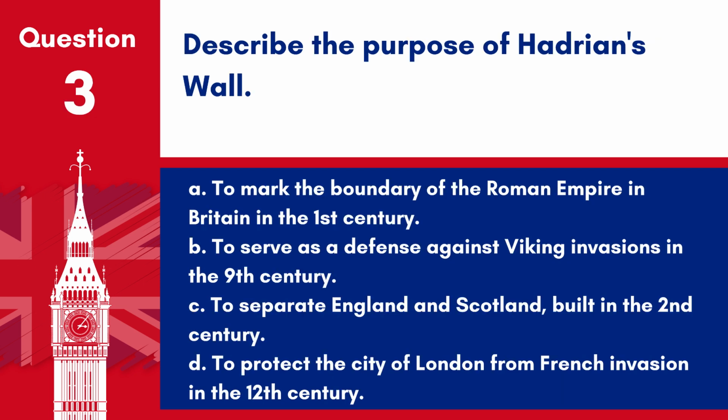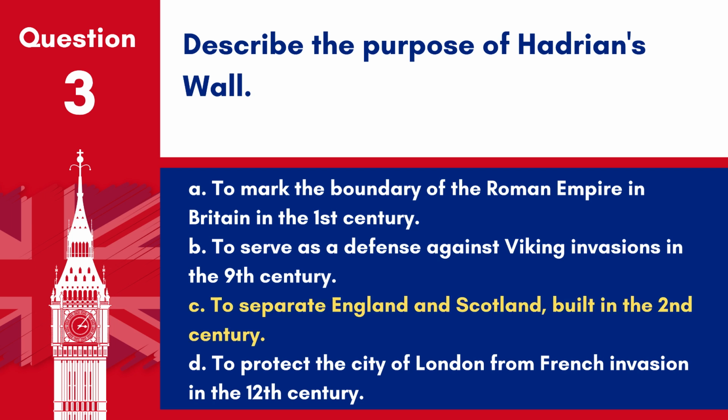Question 3. Describe the purpose of Hadrian's Wall. A. To mark the boundary of the Roman Empire in Britain in the 1st century. B. To serve as a defense against Viking invasions in the 9th century. C. To separate England and Scotland, built in the 2nd century. D. To protect the city of London from French invasion in the 12th century.